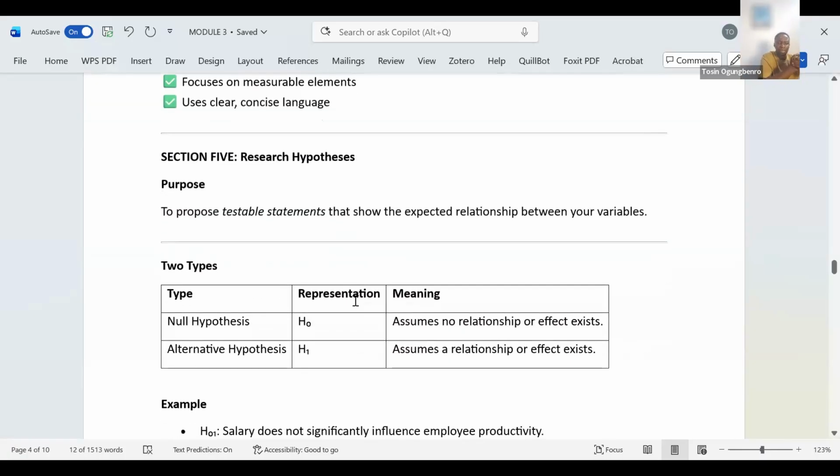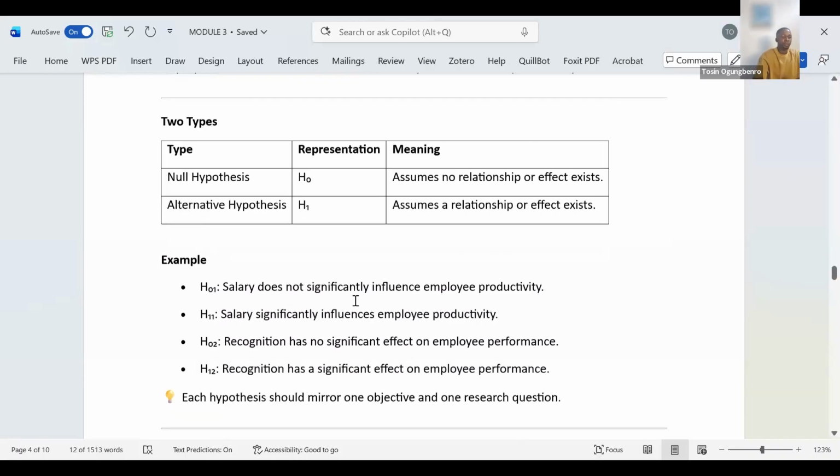So for your hypothesis, there are two different kinds: the null hypothesis and the alternative hypothesis. The null hypothesis is more like the negative. The alternative hypothesis is positive. For example, 'salary does not significantly influence employee productivity' is a null hypothesis. The alternative hypothesis is 'salary significantly influences employee productivity.'